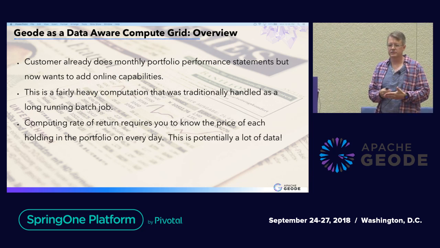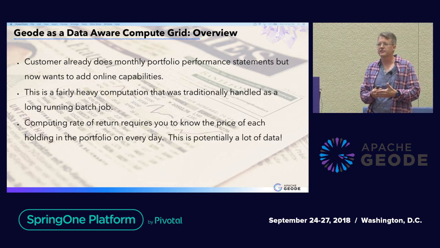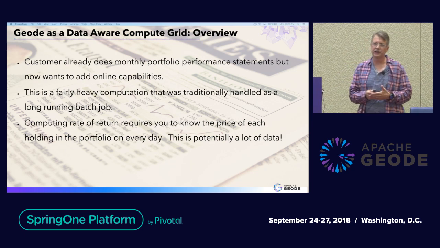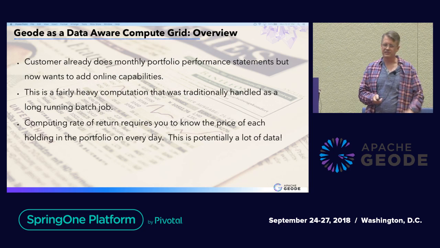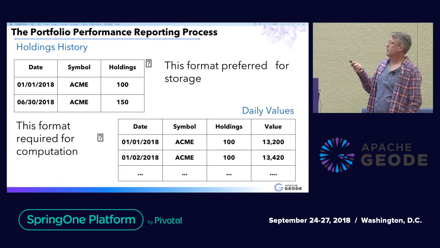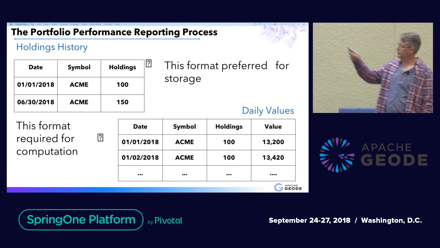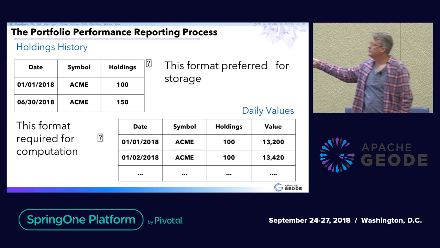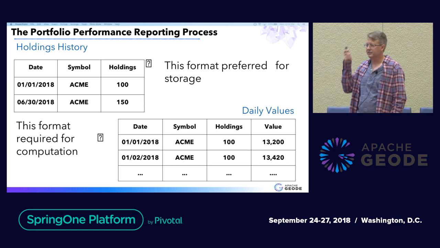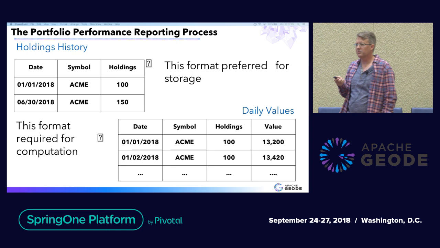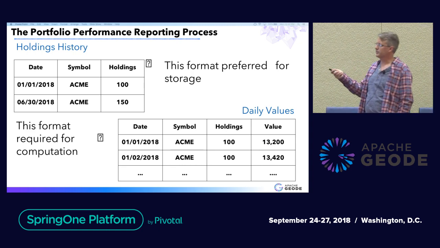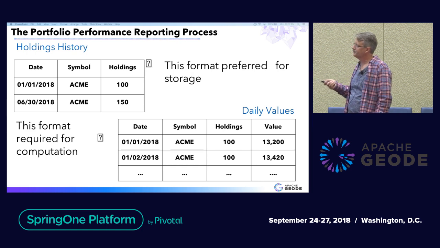This customer wants to offer that as a service, but they want to do it online instead. Obviously you need a whole different architecture if you're going to do it online and allow customers to slice and dice. It's no longer a batch operation. So that's the scenario, a little bit about the problem, just to set it up. On the right, we have a grid of daily values of holdings. For every single thing I'm holding in my portfolio, I need its value for every day. That's the input to the rate of return calculation.